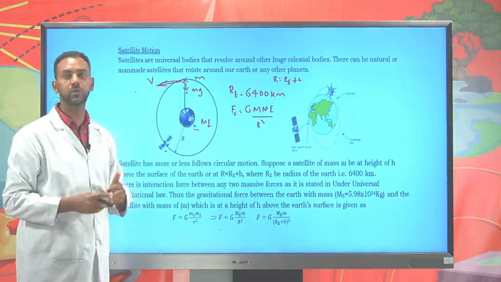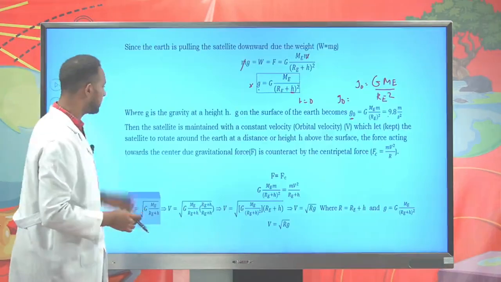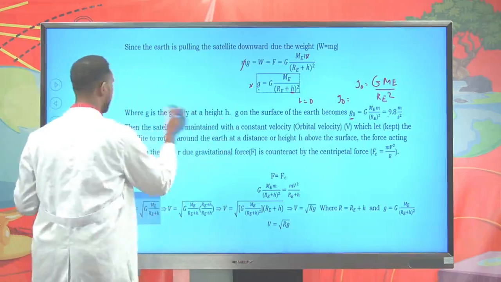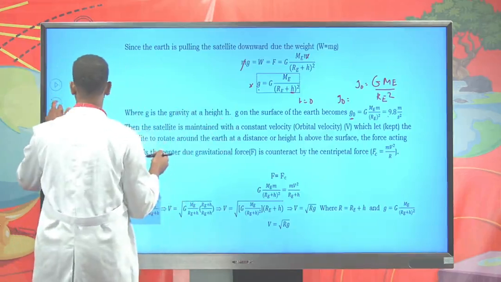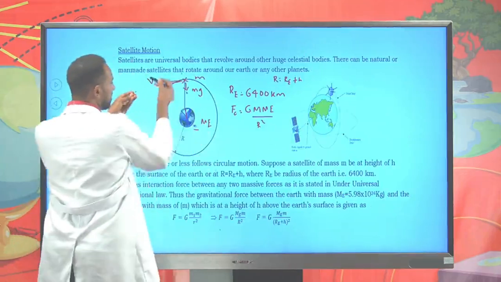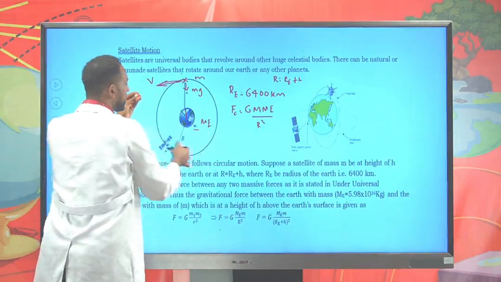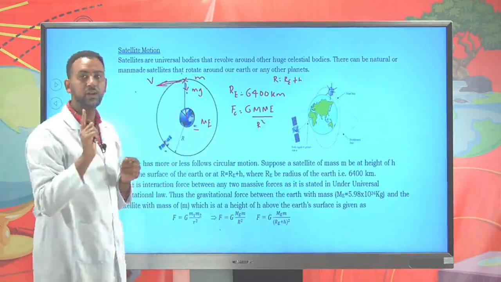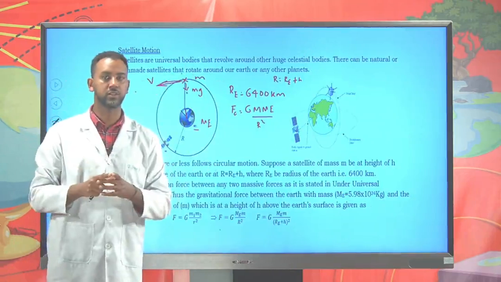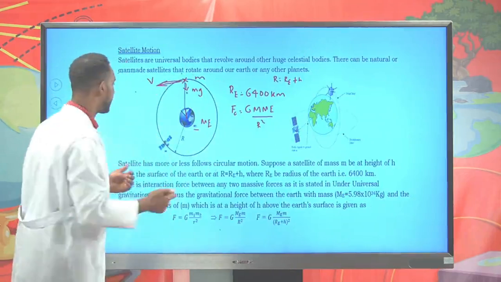So how do we determine the orbital velocity? Well, since we have tangential velocity, every time it changes its direction, but the magnitude remains constant. Therefore, due to the change of direction, there is an acceleration acting toward the center. That acceleration is known as centripetal acceleration.